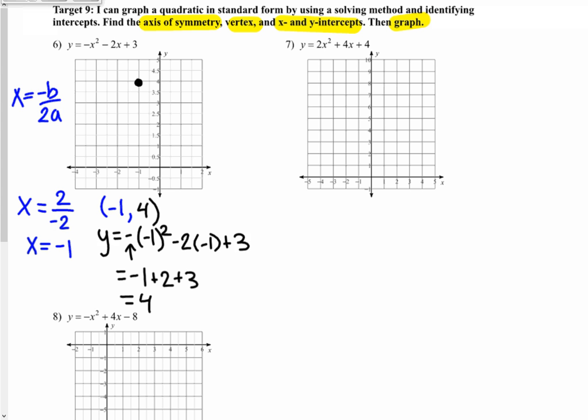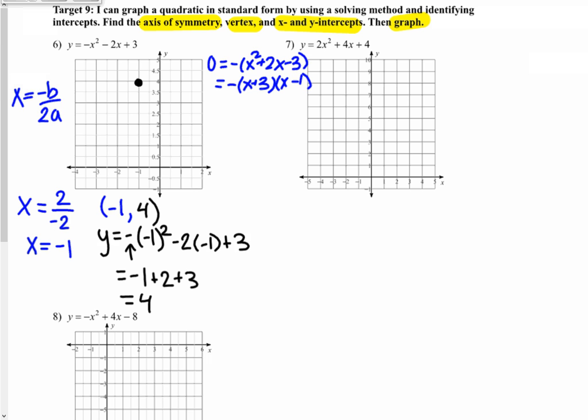Last but not least, I need to find my intercepts. So in order to do that, you can either factor or you can use the quadratic formula. So on this one, I'm going to choose to factor. The first thing I'm going to do is I'm going to factor that negative out. So I have y equals negative x squared plus 2x minus 3. I'm going to replace that y with 0 because I know for my x-intercepts, my y value always has to be 0. So now I'm looking for two numbers that multiply to negative 3 and add to 2. I know that's going to be a positive 3 and a negative 1.